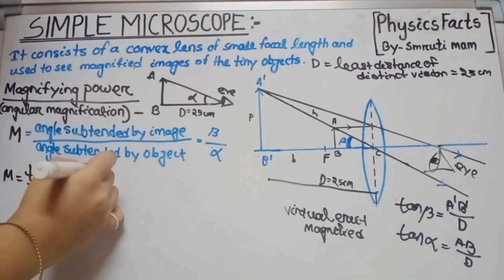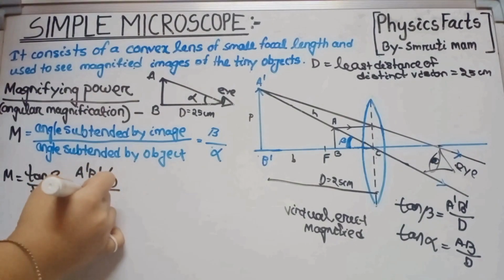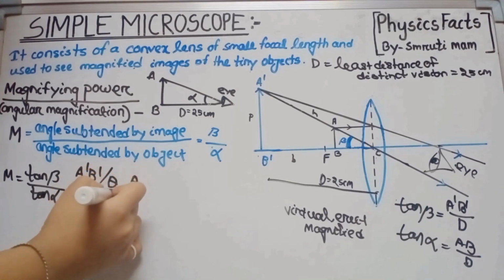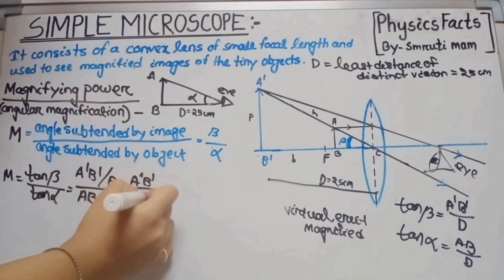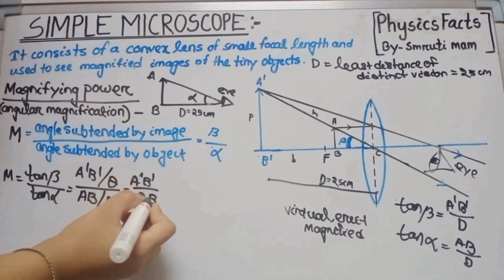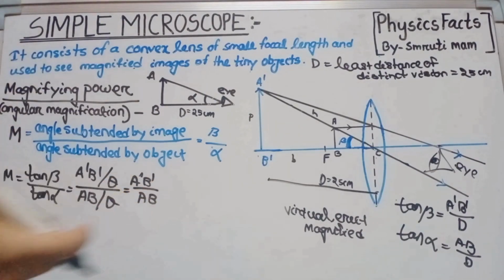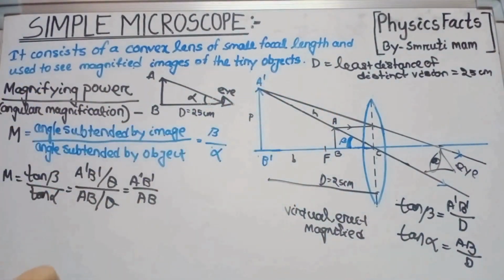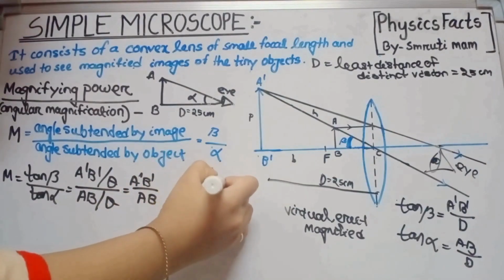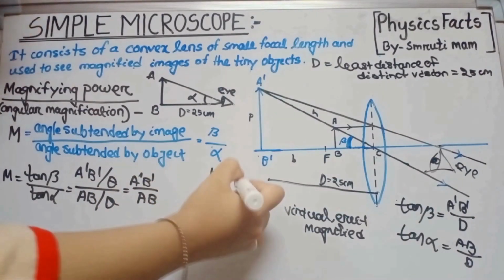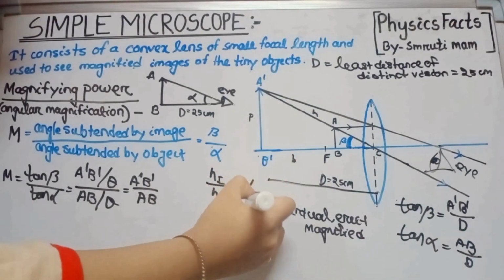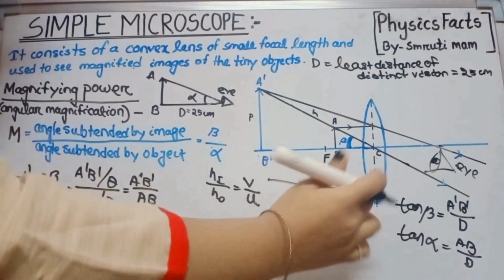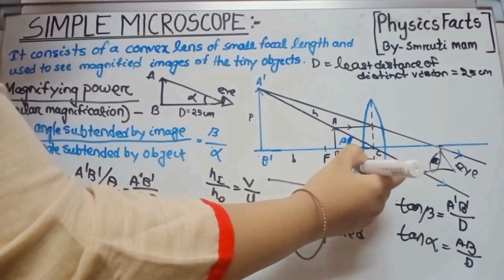m equals tan beta by tan alpha, that is equals A prime B prime by D, by AB by D. So A prime B prime by AB, D cancels. That means height of image divided by height of object. यहाँ पे देखो, this one is the height of image and this one is the height of object. We know that height of image divided by height of object is linear magnification, that is equal to V by U. Yes. So यहाँ पे V कौन सा है और U कौन सा है? ये हो गया हमारा U और ये हो गया हमारा V.